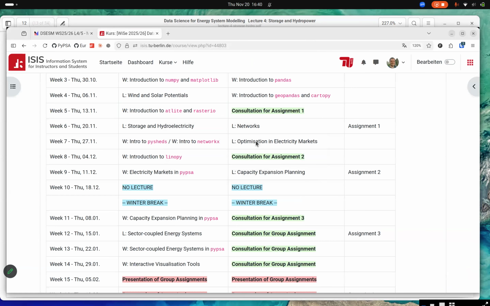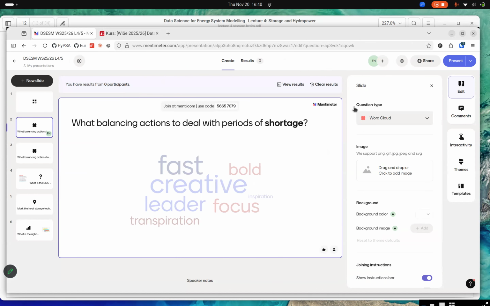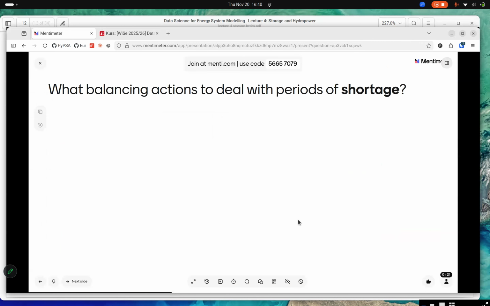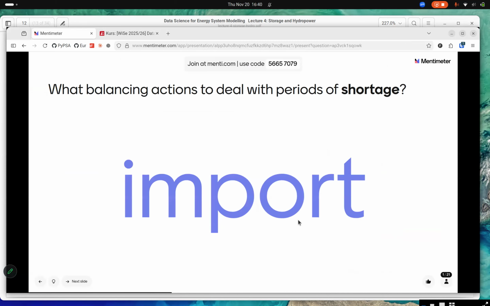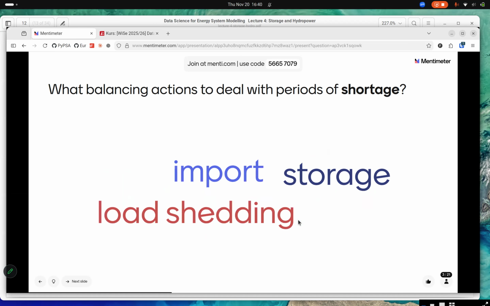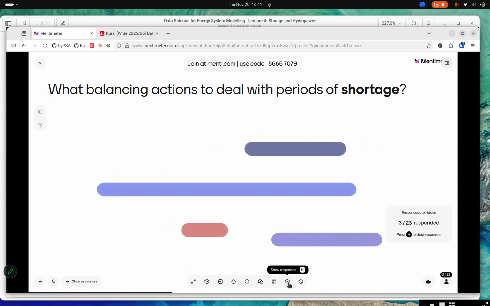Okay, don't look at the next slide yet, because that's maybe a brainstorming question on the Slido. So we'll go through two cases and collect a few ideas. I mentioned storage already, but in general, there's a few balancing actions that you can do to deal with periods of shortage. We'll start with shortage, and afterwards we'll do the excess.